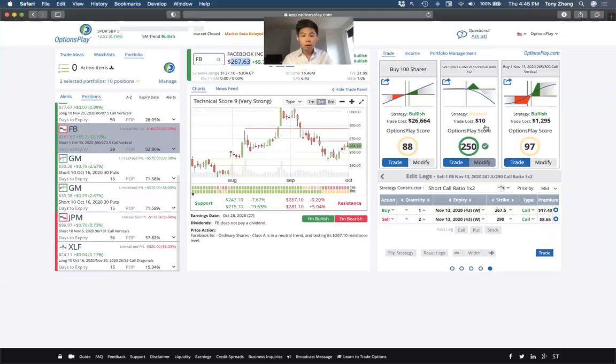And notice how the trade cost here is just $10. So it's a 10-cent debit effectively on my trade. On a $26,000 stock position, that's not bad. And based on your original cost basis, it's really a $29,000 cost basis. So paying $10 for a repair trade, this is pretty much as good as it possibly gets.